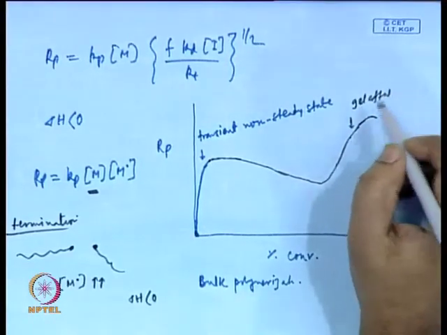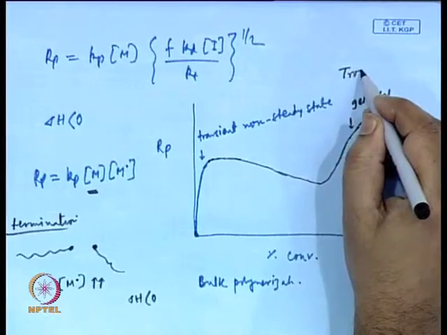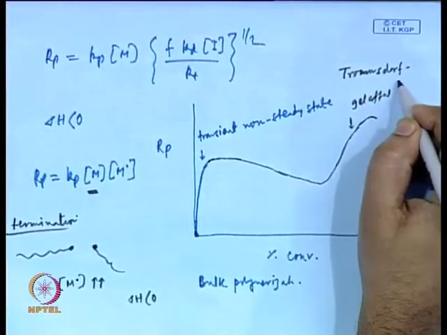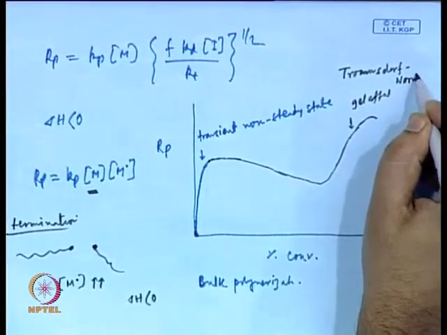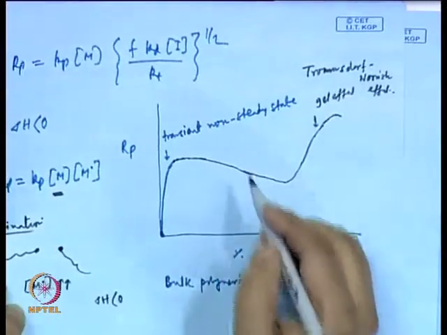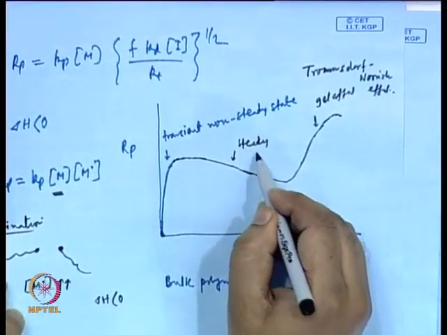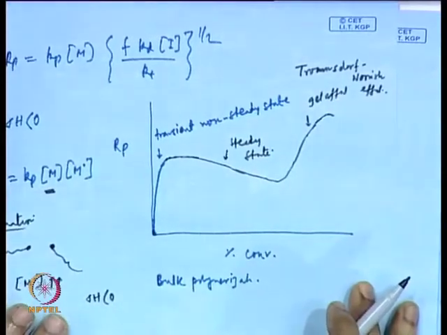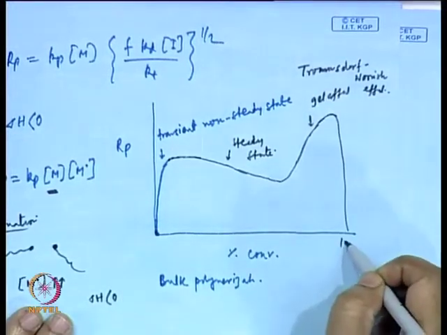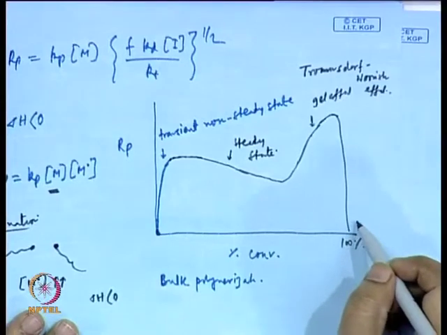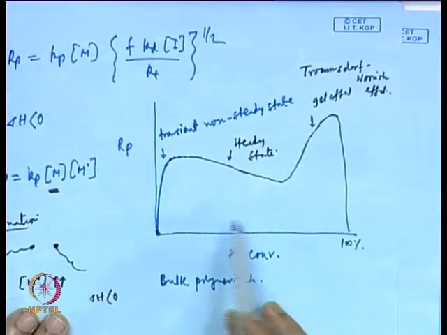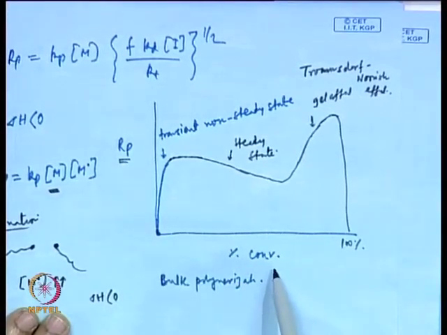this is the gel effect, or it is called the Trommsdorff-Norrish effect. And this is steady state. Now, for a bulk polymerization, this rate comes down drastically at the end. We will come and discuss why in a minute from now. So, this is the actual case, where the rate of polymerization depends on the conversion.